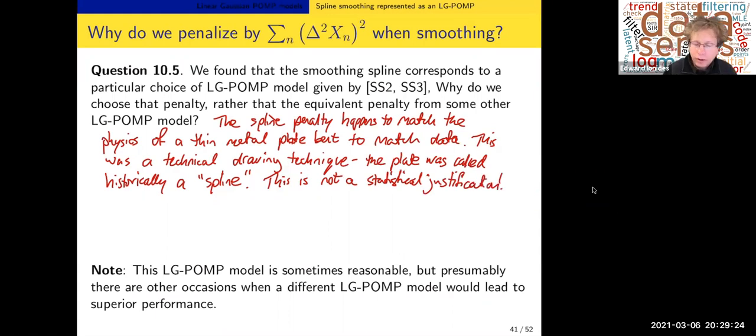And I think what's going on here is we're constrained by software that just happens to use this penalty. So I'm not saying that the smoothing spline penalty is always unreasonable. It seems to be quite reasonable in a lot of situations, but presumably there are other occasions when some different LG-POMP model would lead to a superior penalty.